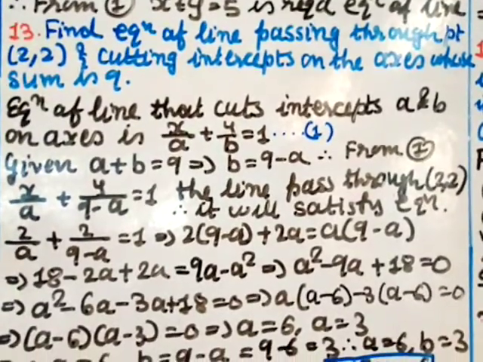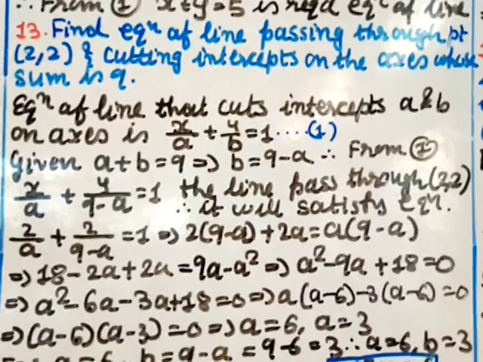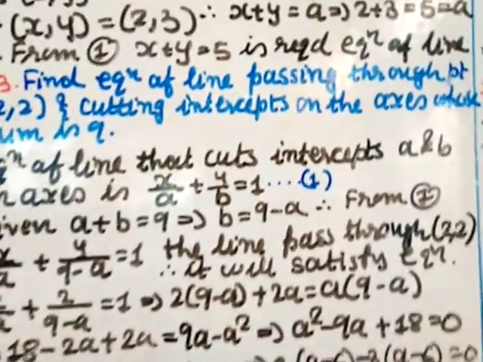Question number 13. Find the equation of the line passing through the point (2, 2) and cutting intercepts on the axes whose sum is 9. The figure will be similar to question number 12.